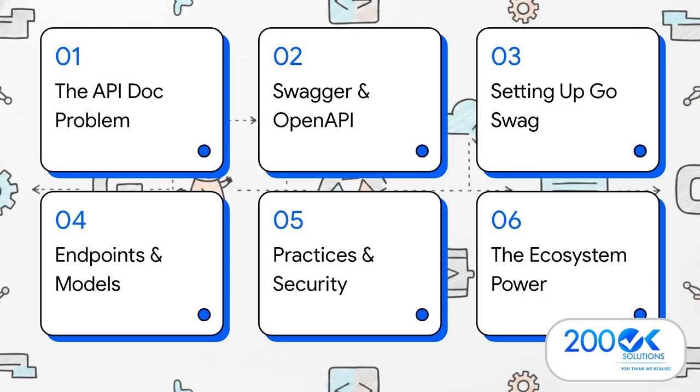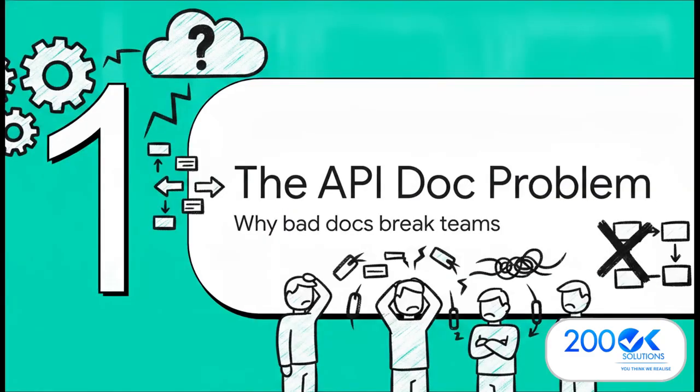Okay, let's dive into this. Here's our roadmap for today. 1. The API documentation problem. 2. Meet Swagger and OpenAPI. 3. Setting up GoSwag. 4. Documenting endpoints and models. 5. Best practices and security. And 6. The OpenAPI ecosystem power.